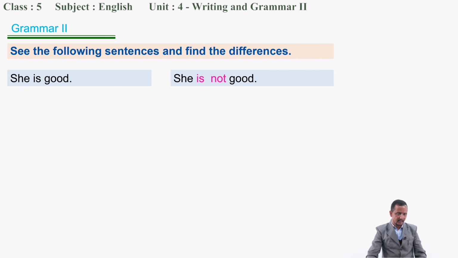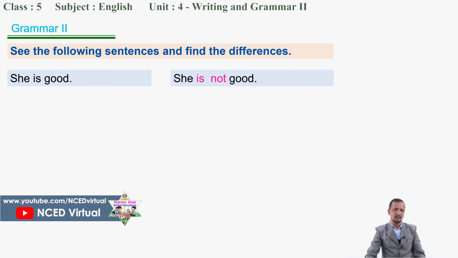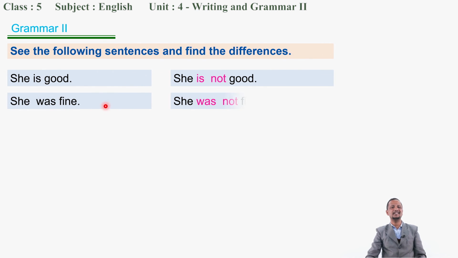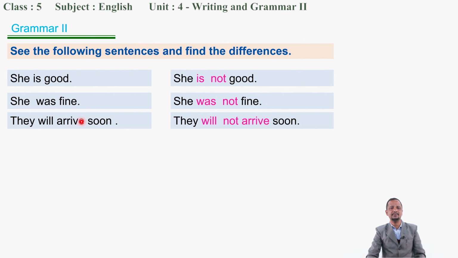The meaning is also different. And you know, the structure becomes different: only here, after "is", there is "not". In the same way, let's find out other sentences also. She was fine. She was not fine. Another one: they will arrive soon. They will not arrive soon. Will not. Here, was not. Is not. Yeah.